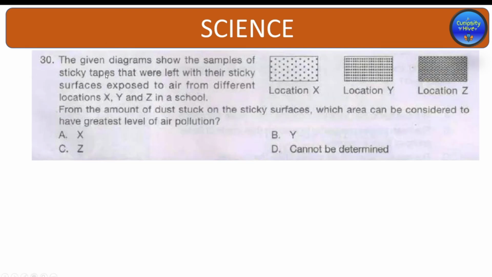The given diagram shows the sample of sticky tapes that were left with their sticky surfaces exposed to air from different locations X, Y, Z in school. From the amount of dust stuck on sticky face, which area can be considered to have greatest level of air pollution? Well, choose that tape which has most particles on it, which is location Z. So that's our right answer.